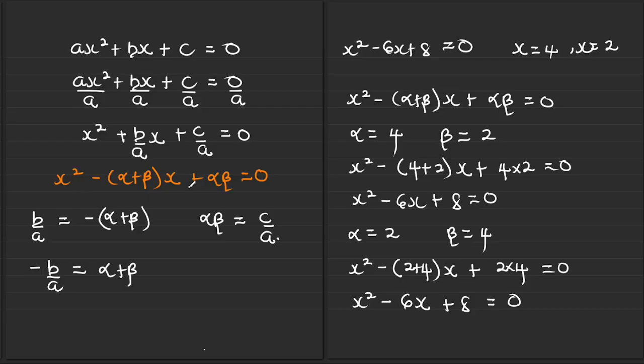It is a symmetric equation because if you are to change the value of alpha and beta, you are still going to get the same answer. Whether alpha was 4 and then beta was 2, or alpha was 2 and beta was 4, we still have the same answer over here. With that said, let's now answer some questions on what we have learned so far.